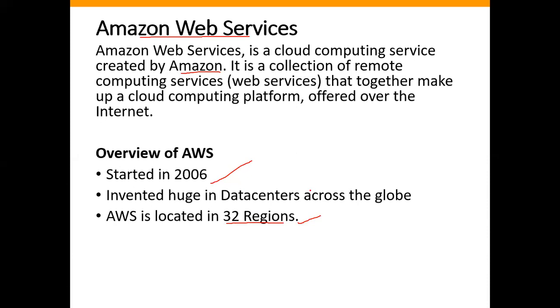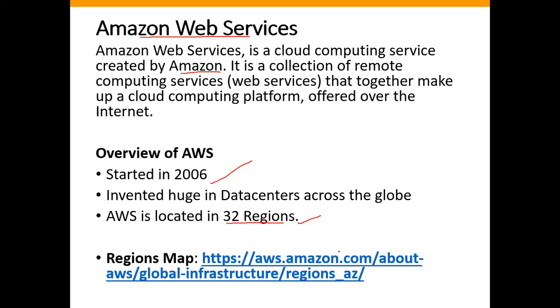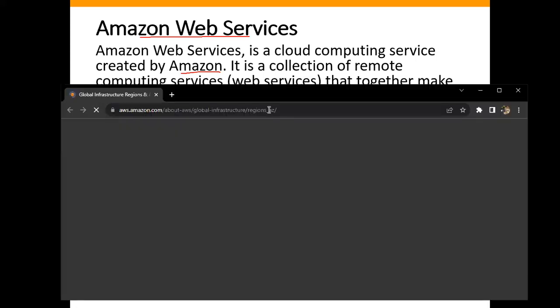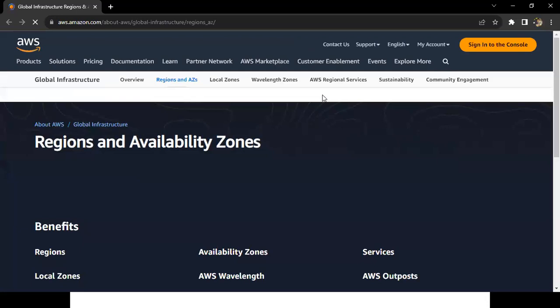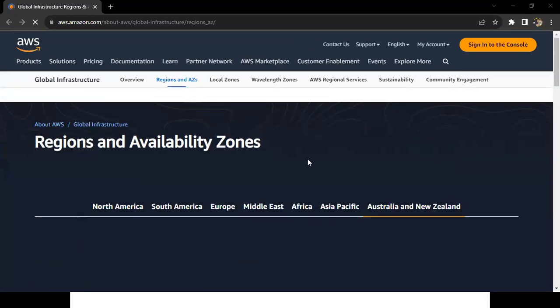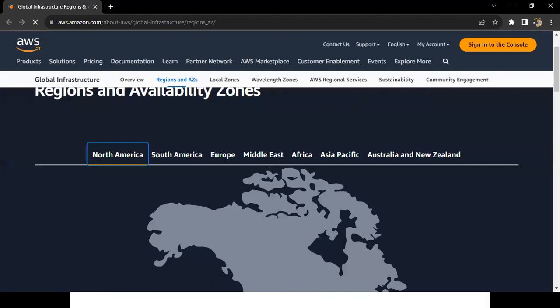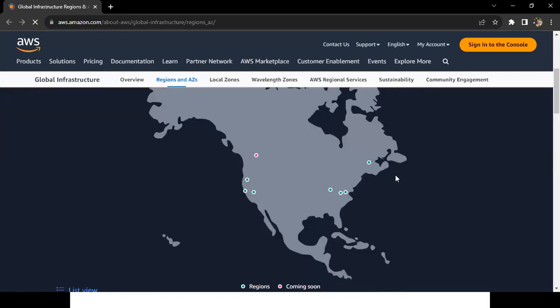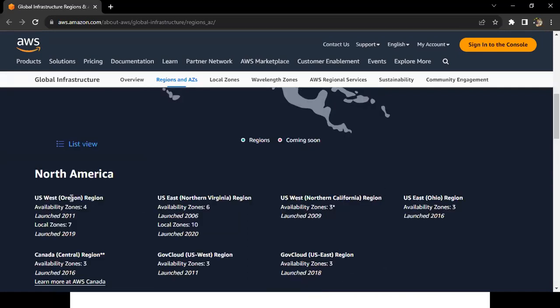How do we get information about where those regions are? Here we have that. I'll start with North America. Here are the dots which you are able to see. These green dots are regions. And wherever you see this red dot, this is coming. And if I scroll down, here are the names of those regions.